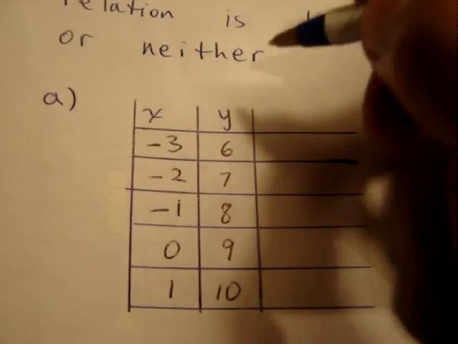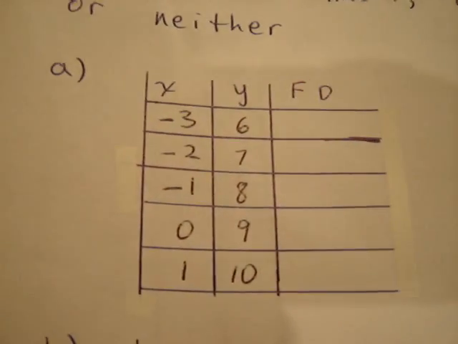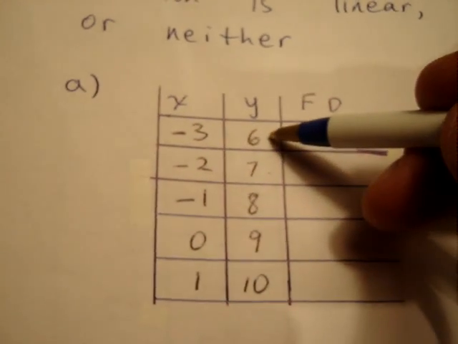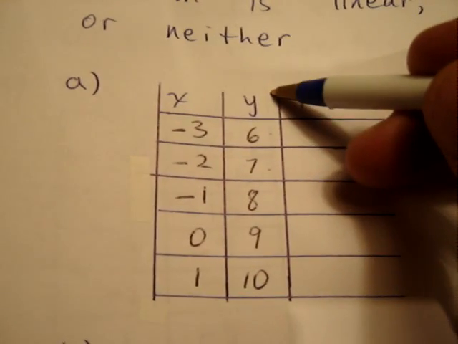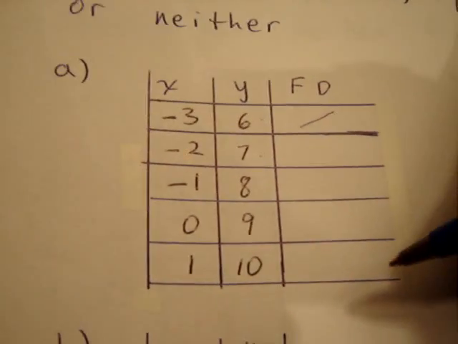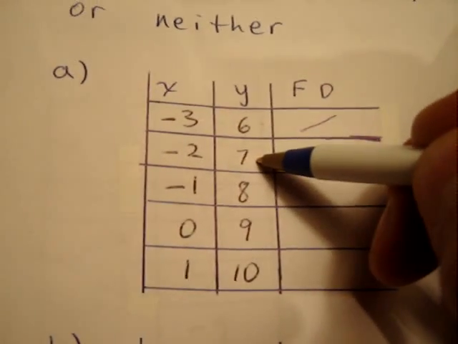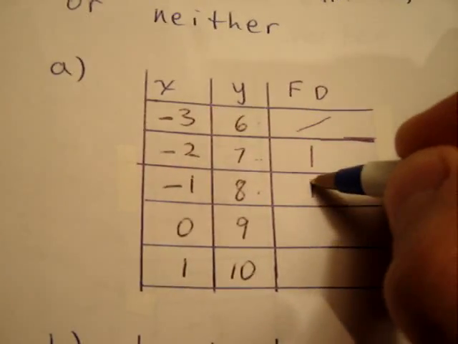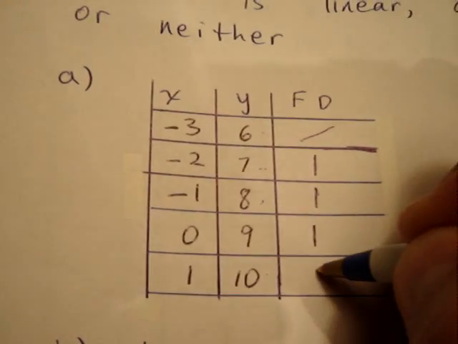Now we make a first differences column, and the way I do it is always subtract up. Now because this first y value doesn't have anything above it, I leave the first differences space blank. Then I subtract up from the second entry to the first. 7 minus 6 is 1. 8 minus 7 is 1. 9 minus 8 is 1. And 10 minus 9 is 1.